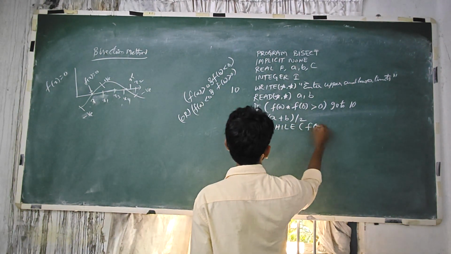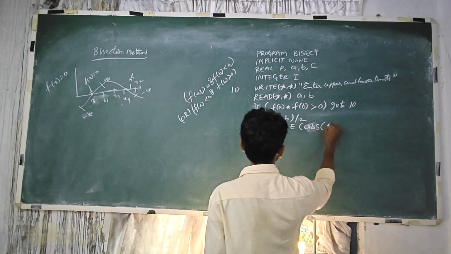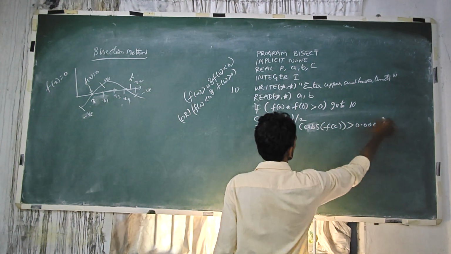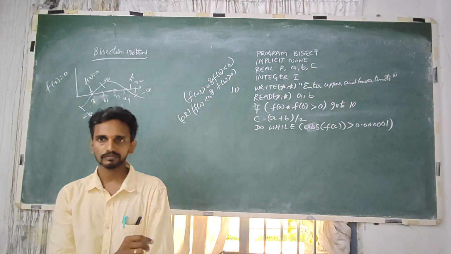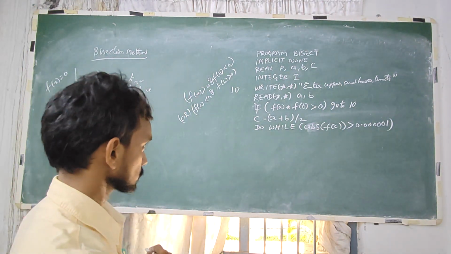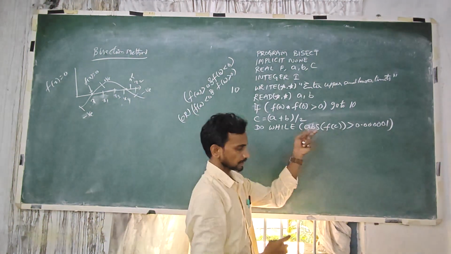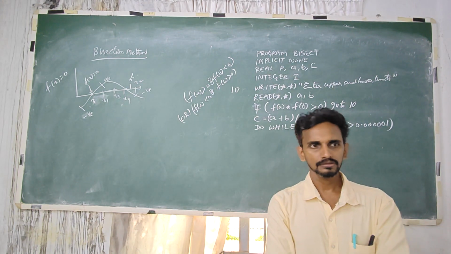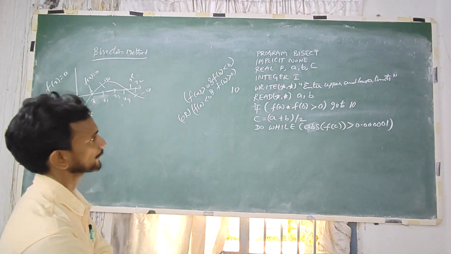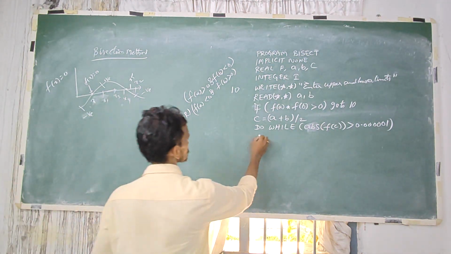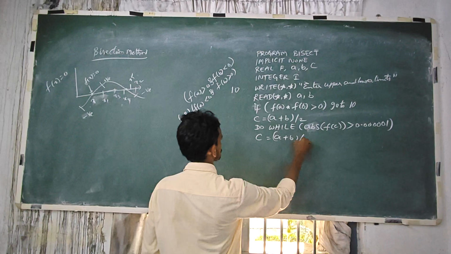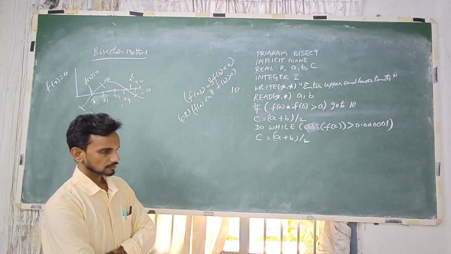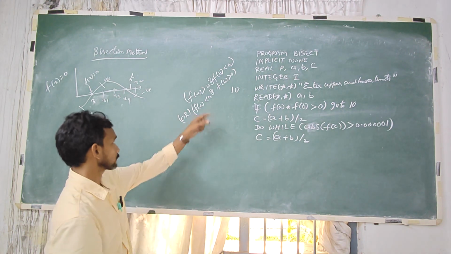And do while absolute f of c, ఏం చేయాలంటే, ఇది రిక్వైర్డ్ యాక్యురసీ కన్నా ఎక్కువ ఉన్నంత వరకు we have to divide the interval. c is equal to a plus b by 2. And again we have to look for this condition.